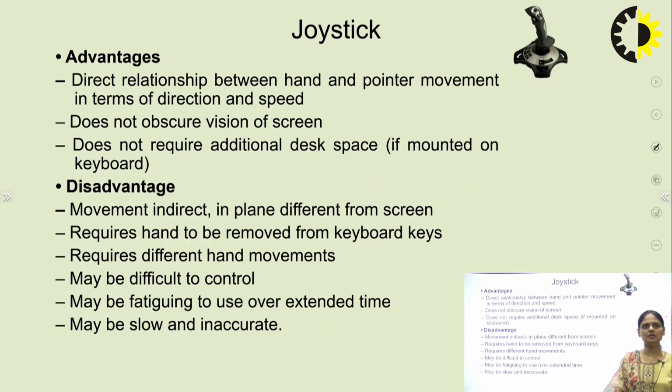Further, another one is the joystick. As the figure is indicating, it is a stick. It has a direct relationship between hand and pointer movement in terms of direction and speed, does not obscure the vision of the screen, and does not require additional space as the earlier one. The movement is indirect, in a plane different from the screen, it requires the hand to be removed again, and it requires different hand movements. It may be slow sometimes, and it is inaccurate sometimes. So this is another input device that we come across when dealing with any computer system.